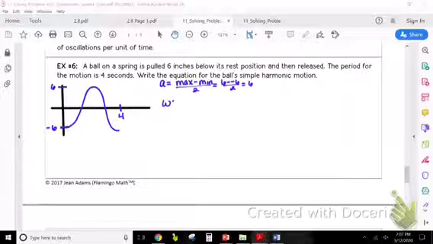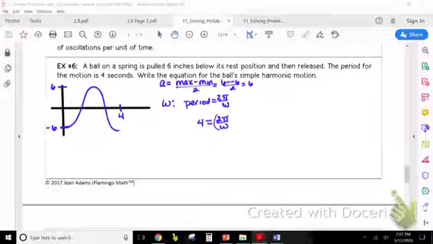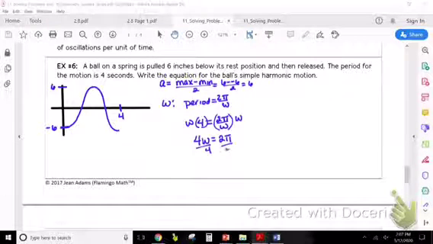How do we find omega? It's the period. Yeah, your period, remember, is equal to 2 pi over omega. So what is the period? 4 seconds. Yeah, that's the 4 seconds. So 4 equals 2 pi over omega. Can we solve for omega? Yeah, multiply by omega. So 4 times omega equals 2 pi. Good. And so, very good. You get 2 pi over 4 reduced, which is pi over 2.